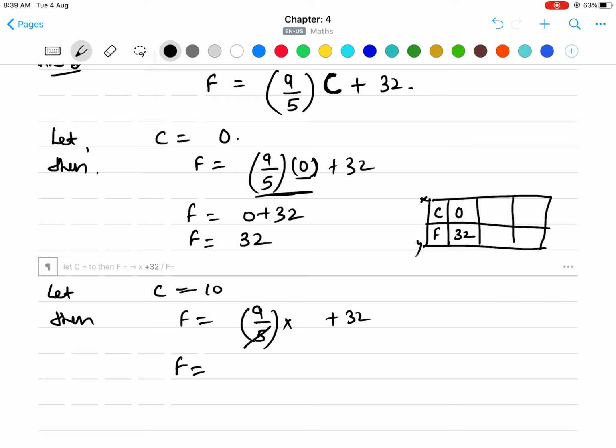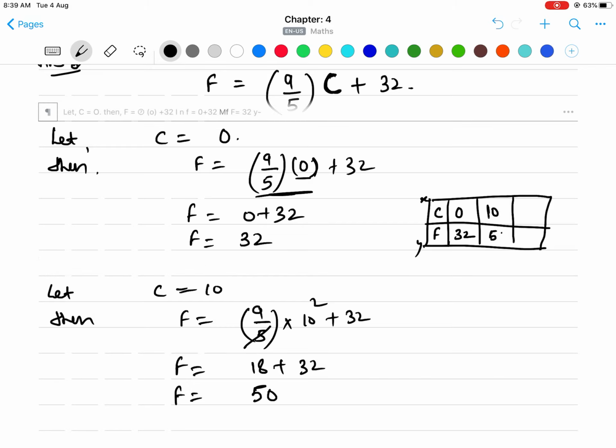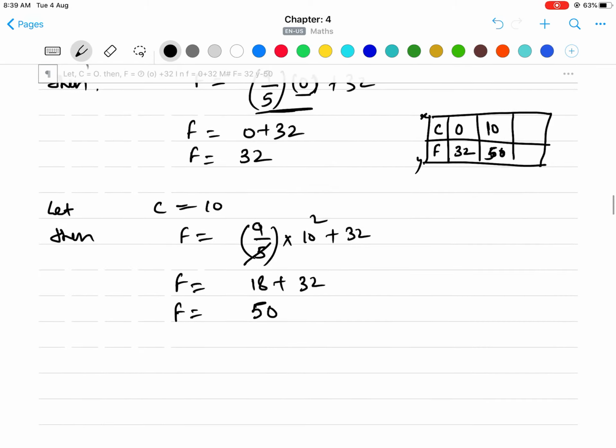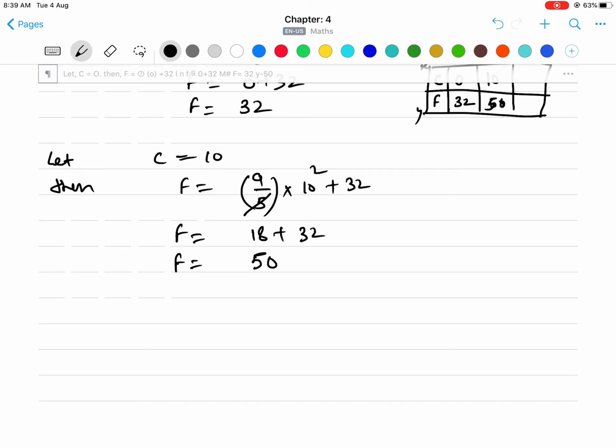So this 2 into 9 is 18 plus 32. So F will be equals to 32 plus 18 is 50. So at C 10, F is 50. F is 50 degree Fahrenheit, not degree Celsius. Let's choose another value.